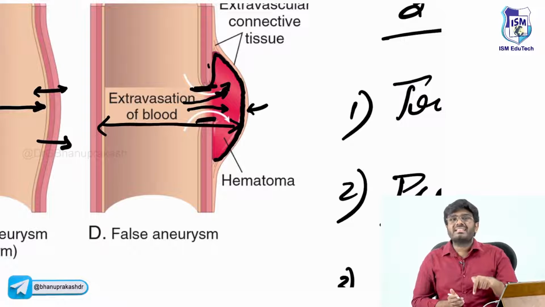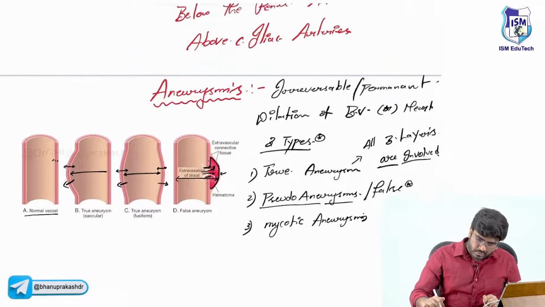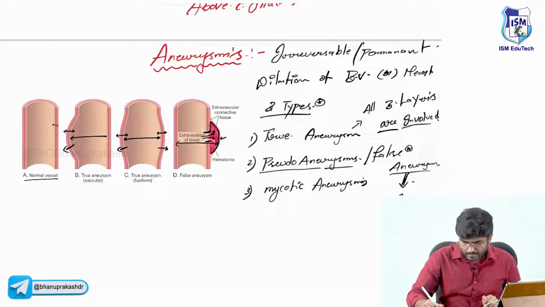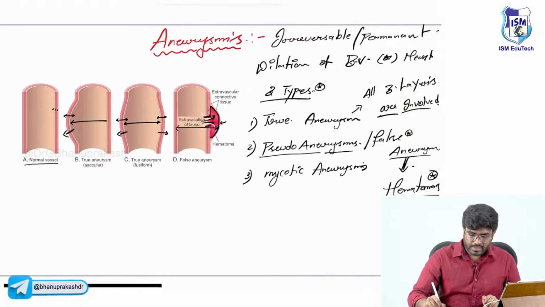So these are false aneurysms. These are not true aneurysms. These are pseudoaneurysms. Okay, so pseudoaneurysms are due to hematomas. They are because of the hematomas. They are seen in the hematomas.